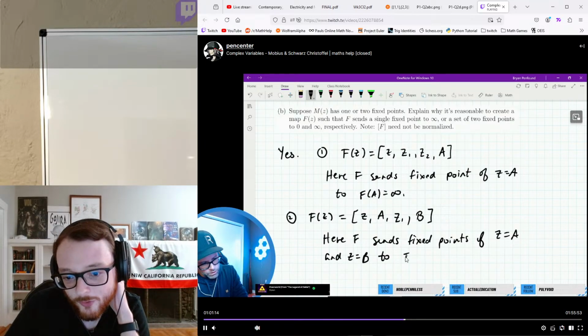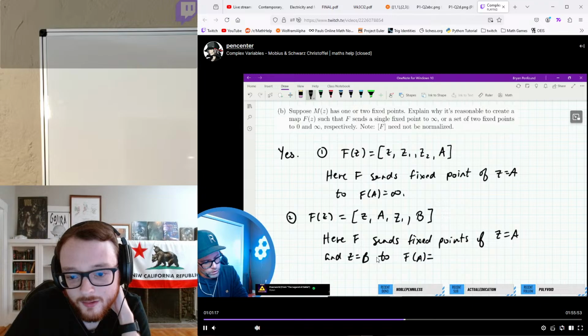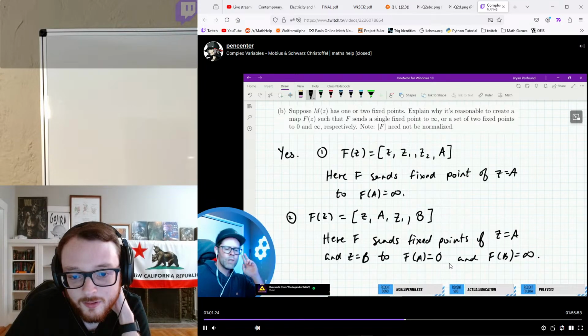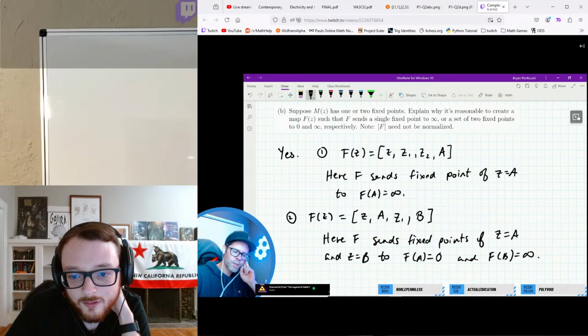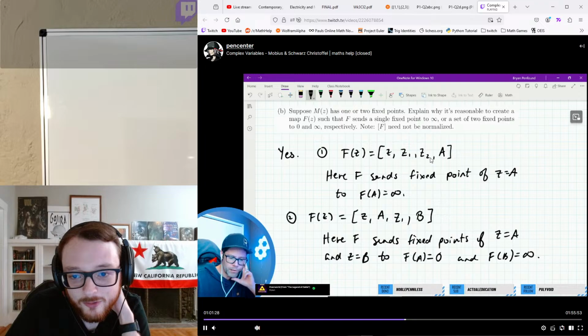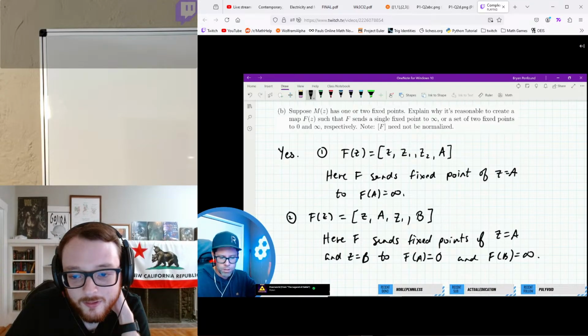Fixed points of z equals a and z equals b to f of a equals 0. What does this mean? Is this like a vector or? What actually is this?